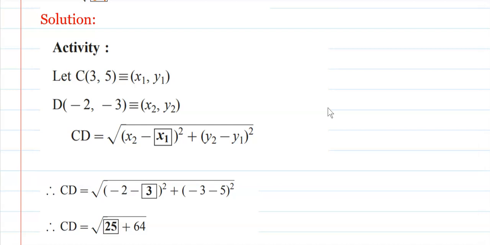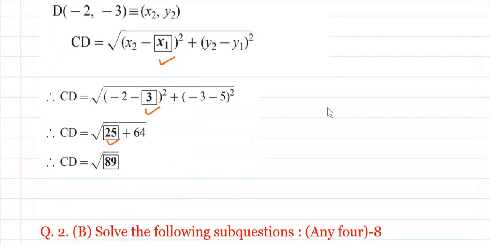The first is x1, take the 3. Minus 2 minus 3, minus 5, square is 25. And their addition is 89. That is, CD is equal to the square root of 89. You can complete the activity here.